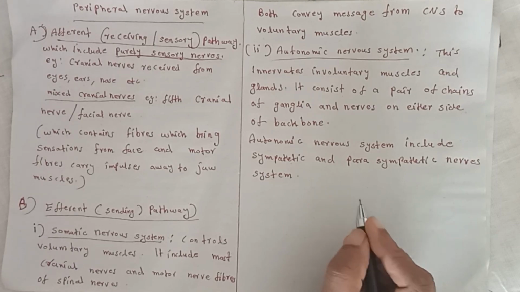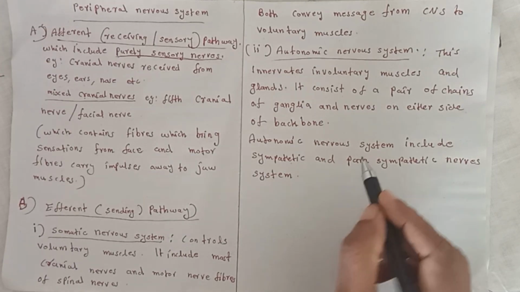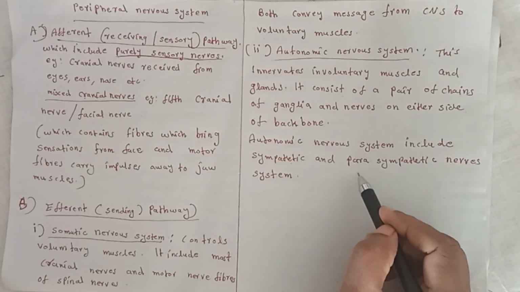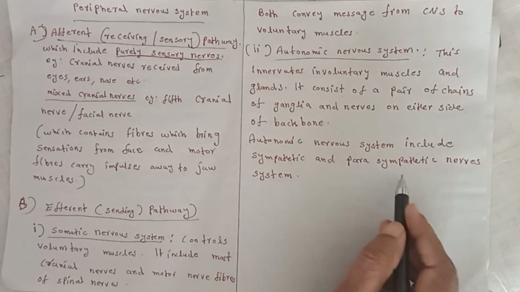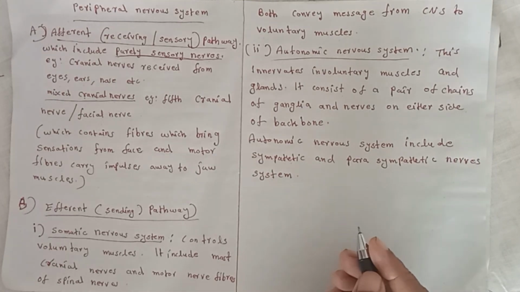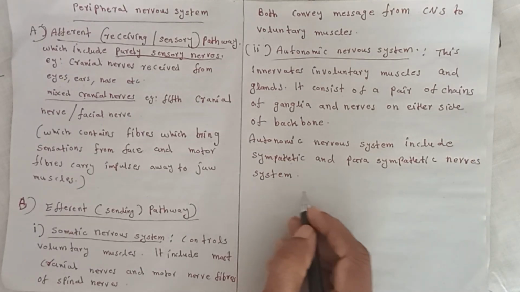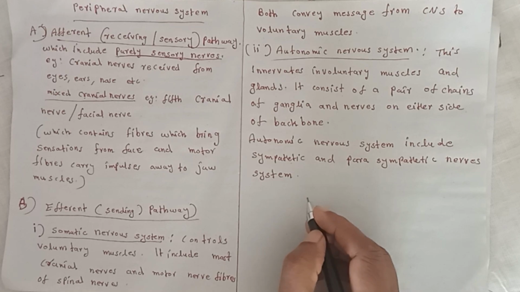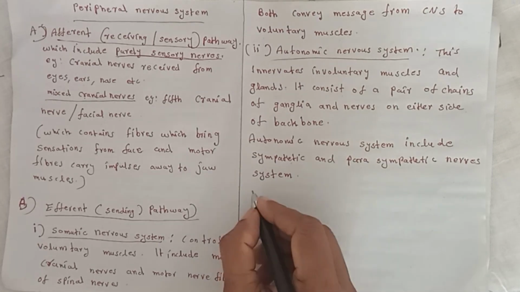The autonomic nervous system innervates involuntary muscles and glands. It consists of a pair of chains of ganglia and associated nerves on either side of the backbone. The autonomic nervous system includes the sympathetic and parasympathetic nervous system. The sympathetic nervous system prepares our body for facing emergency situations, and the parasympathetic nervous system re-establishes the normal conditions once the emergency is over.